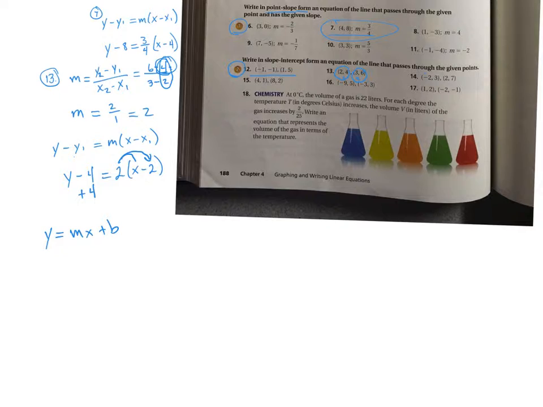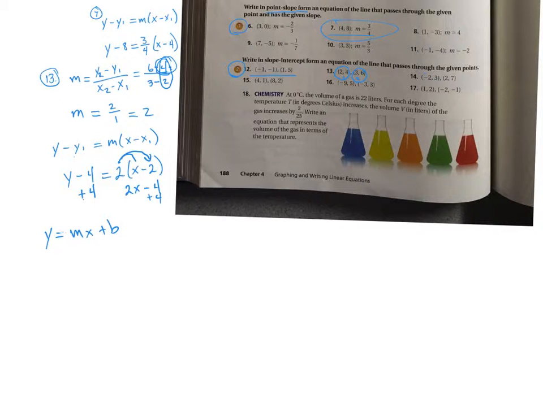And yeah, this will get it for me. So I've got mx plus b. All right, so I'm going to solve it. We got 2x, and then 2 times negative 2 is minus 4. And then I'm going to add the 4 to both sides, plus 4 here.